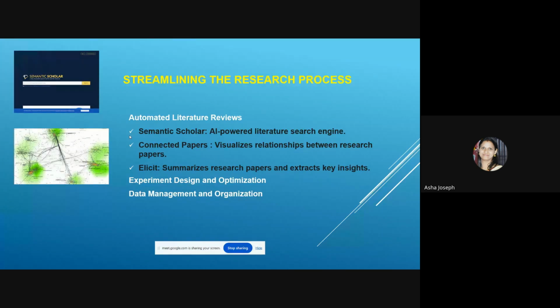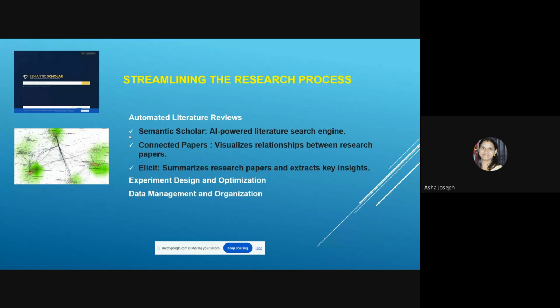So the rise of AI in research, I have discussed early applications focused on automating different tasks. But now coming to streamlining the research process. AI tools are helping us streamline the research process in numerous ways. We have automated literature reviews, experiment design and optimization, and data management and organization.